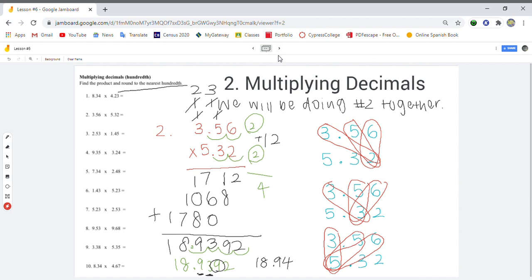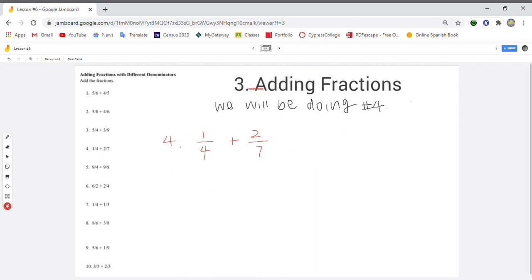And the next section we're going to go over is how to add fractions, and we're going to do number 4. Over here the instructions say add the fractions. Okay, we just add them. So number 4, it says 1/4 plus 2/7. I wrote it out over here. And to add fractions, you should have the same denominator. But over here, we see that we have 2 different denominators, 4 and 7.